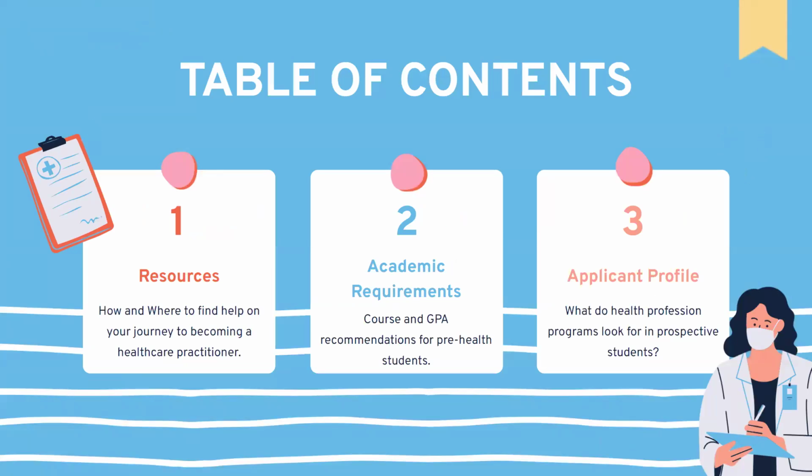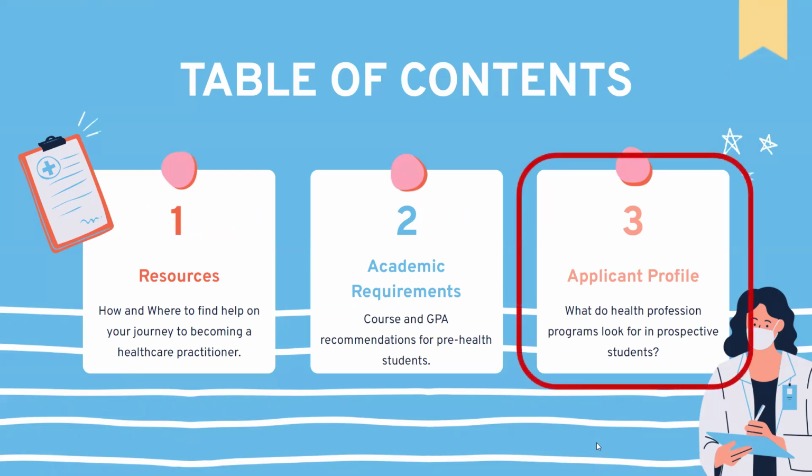In the previous two videos, we went over several resources available for supporting pre-health students, the courses typically required by health professions programs, and information regarding GPAs. In this video, I will describe other criteria health profession programs consider when evaluating applicants to their program.